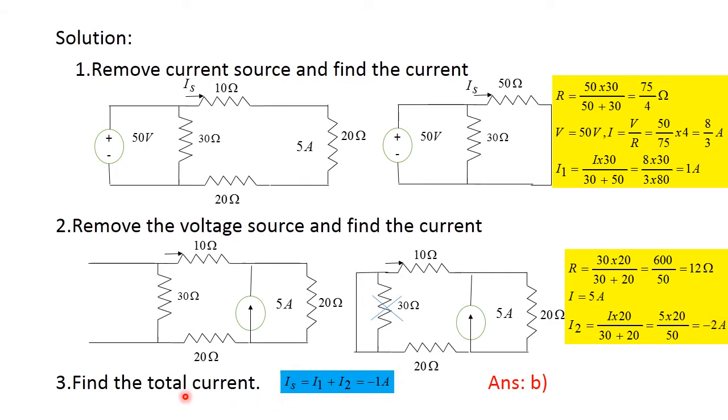Then the last step is to find the total current. Is is equal to I1 plus I2, so that is equal to minus 1 ampere. So option B is the right answer.